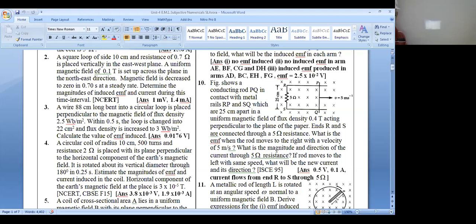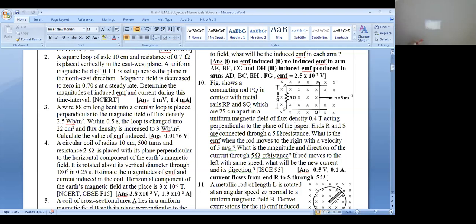Now what is the EMF when the rod moves to the right with a velocity of 5 meter per second? What is the magnitude and direction of the current flowing through the 5 ohm resistance? If the circuit is closed, definitely current is flowing. So we need to find the EMF and the current in the circuit. In the second part, suppose the rod moves toward the left with the same speed, what will be the new current and its direction? Got this?